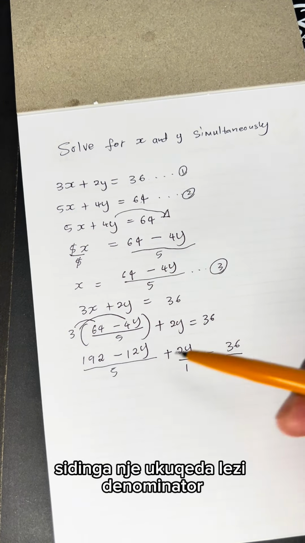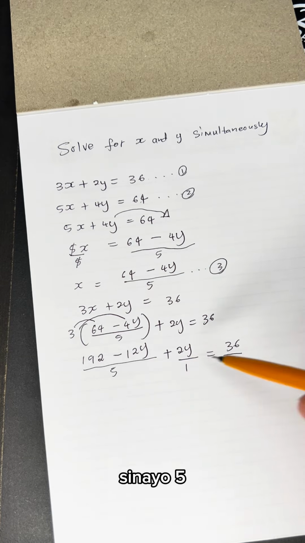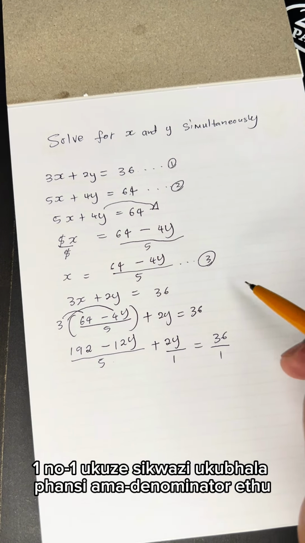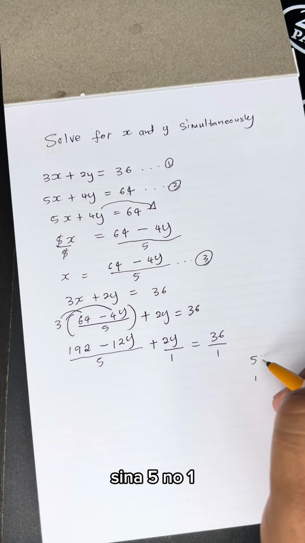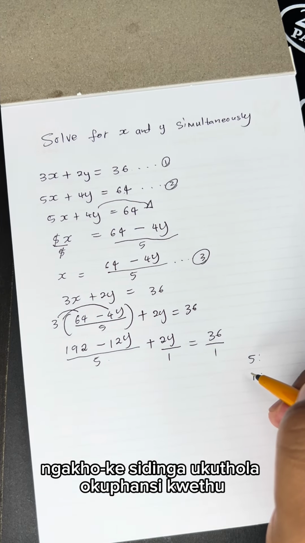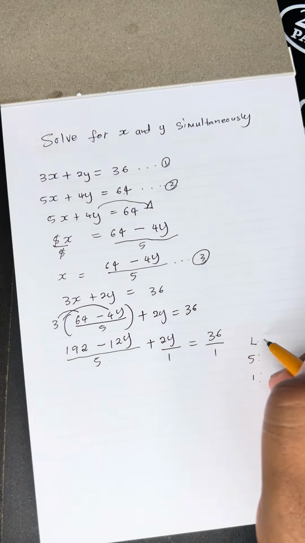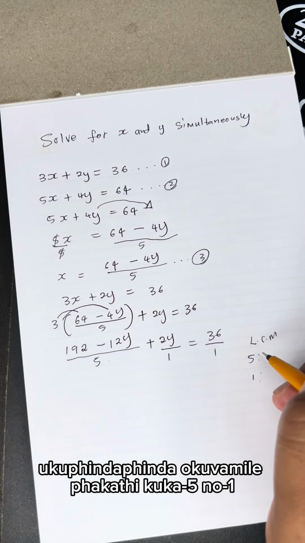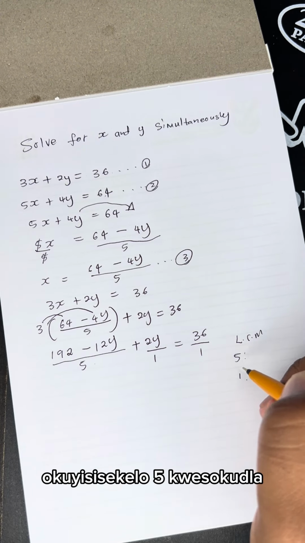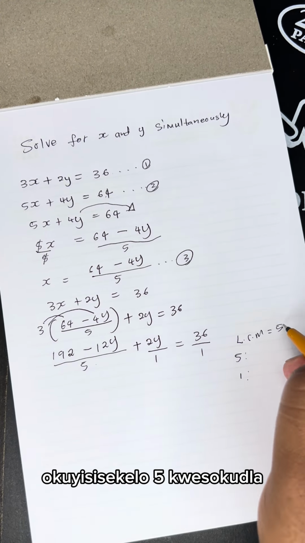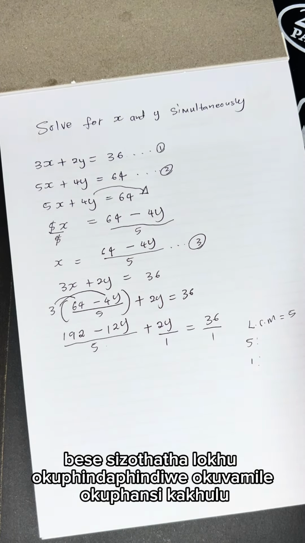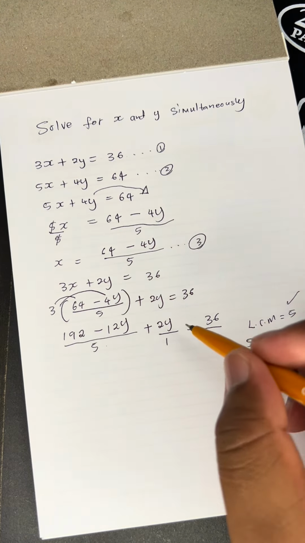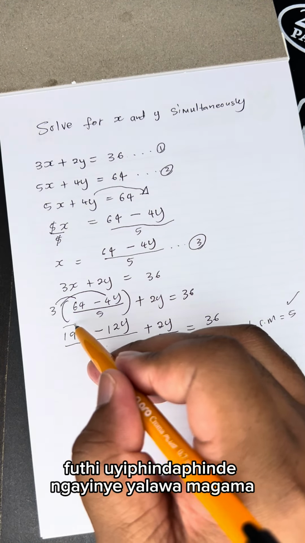We just need to get rid of these denominators. We have 5, 1, and 1. So we can write down our denominators. We have 5 and 1. So we basically need to figure out our lowest common multiple between 5 and 1, which is basically 5, right? So the lowest common multiple between 5 and 1 is 5. And then we're just going to take this lowest common multiple and multiply it with each of these terms.